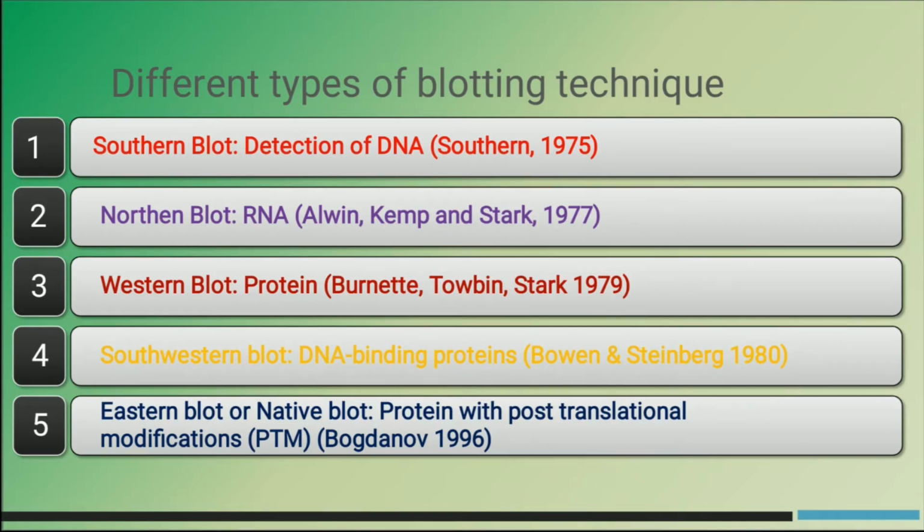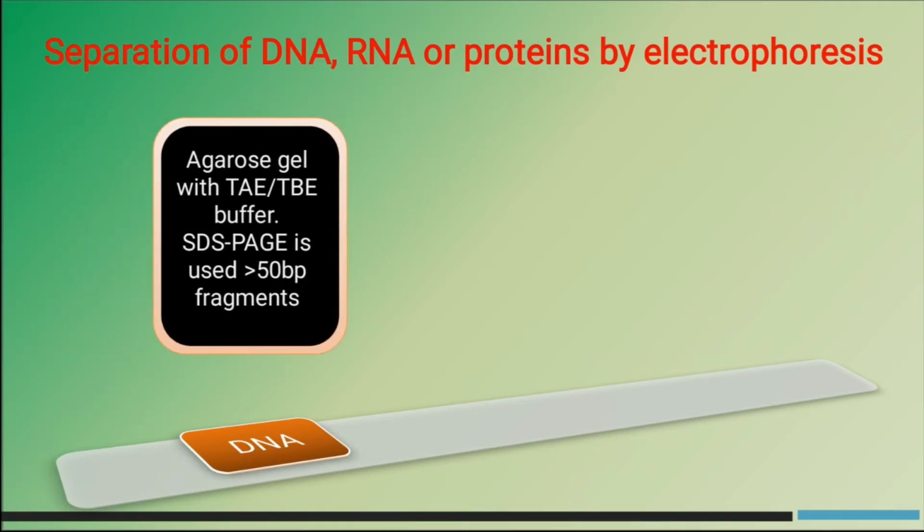So now we will see the three-step process of basic principles in blotting techniques. First is separation of molecules. It may be nucleic acids, DNA, RNA, or proteins. Here we use the electrophoresis approach. For DNA molecules, initially the double-stranded DNA is denatured and separated into single strands. Then we resolve it in agarose gel electrophoresis and run with the buffer called Tris acetate EDTA or Tris borate EDTA buffer. If the DNA fragment size is very small, such as oligonucleotides less than 50 base pairs, then sodium dodecyl sulfate polyacrylamide gel electrophoresis, known as SDS-PAGE, is used for resolving the DNA molecules.